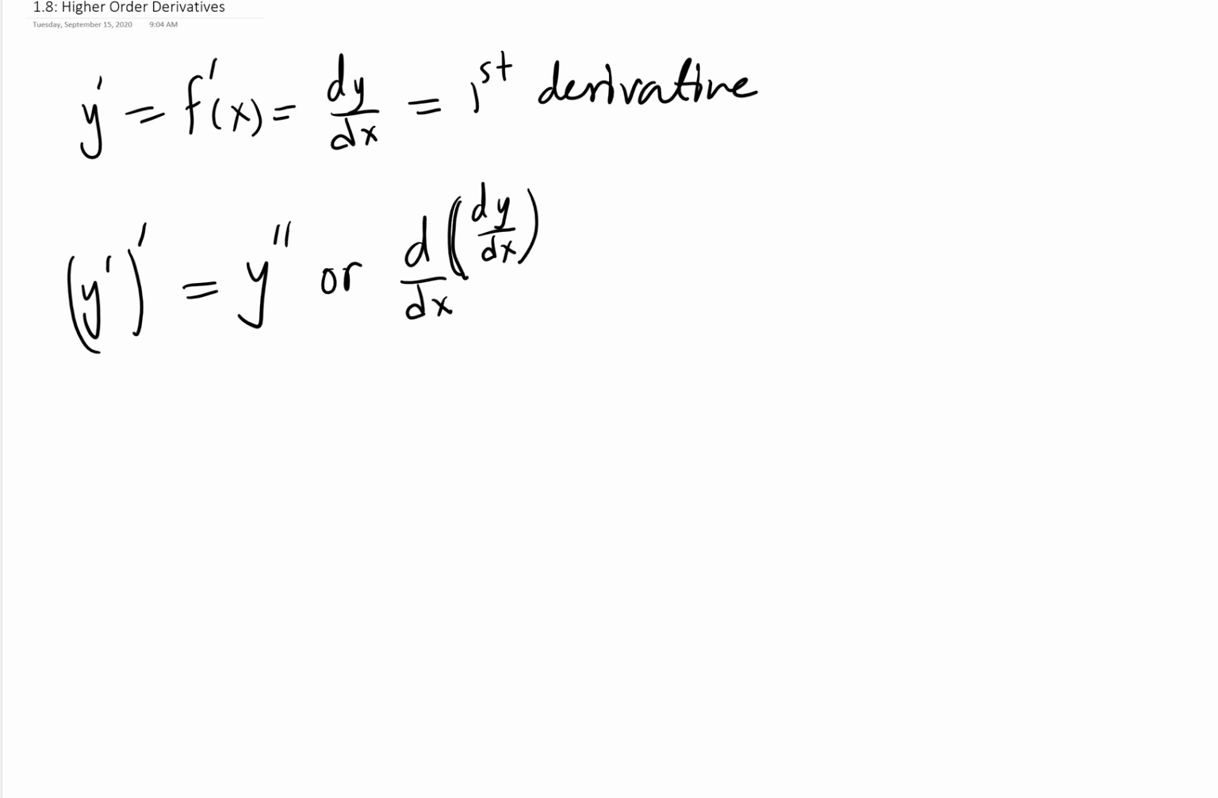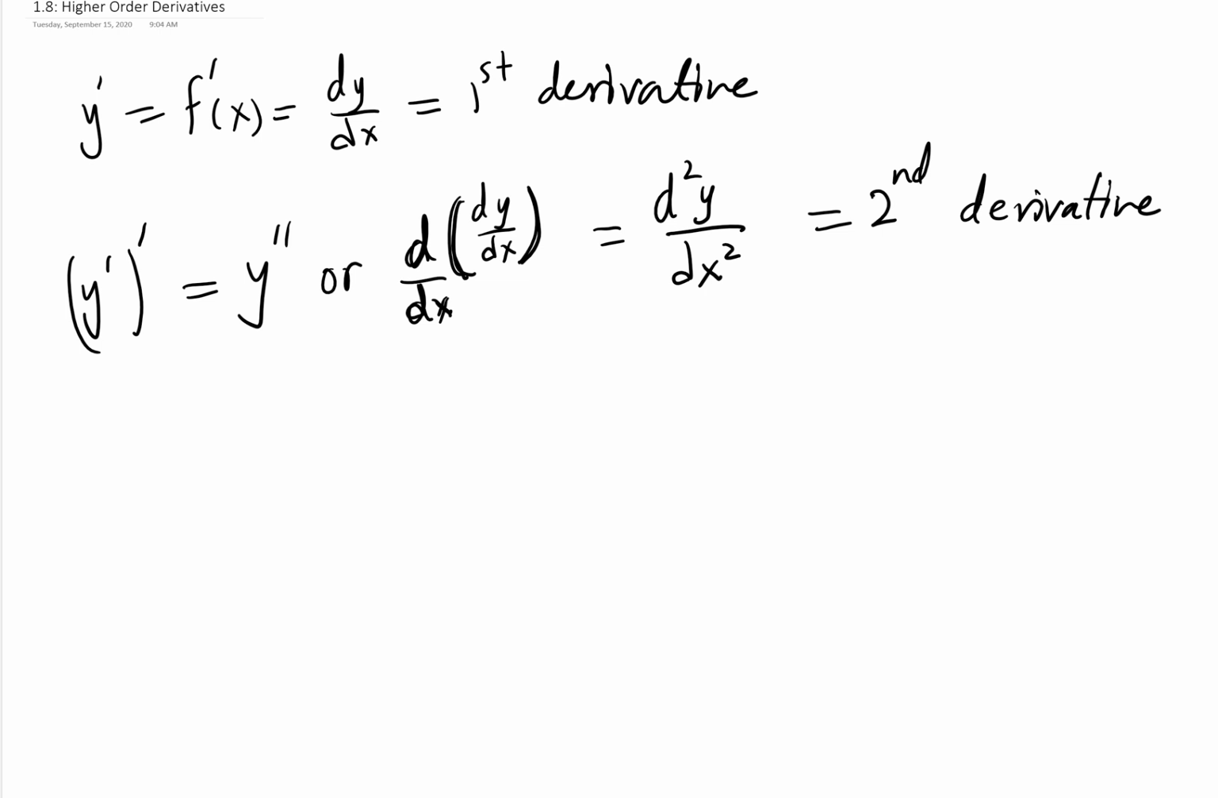Watch how I wrote it. D of this parenthesized amount dx, or it can be written as d squared y dx squared. This is just notation for the second derivative. Now it's easy to see the next one. The third derivative would be 3 dashes like this, triple prime, or you can write it d cubed y dx cubed. Third derivative.